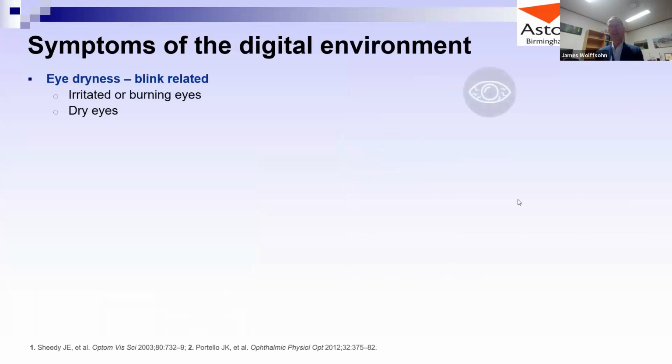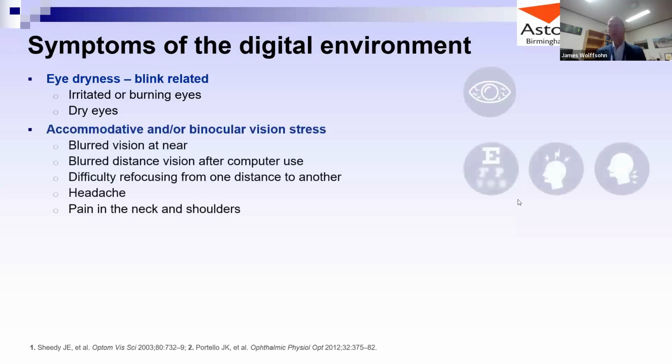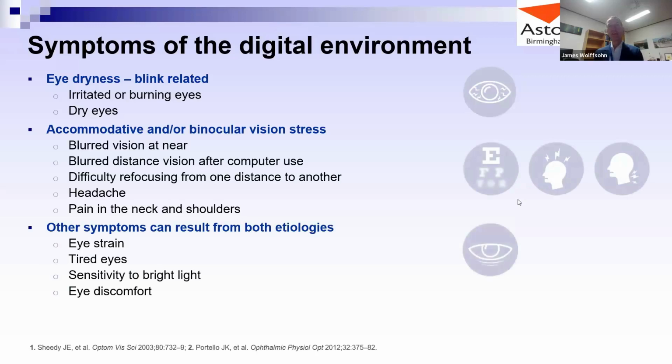So what sort of symptoms do we typically see? Well, eye dryness, more likely to be blink related, because the blink rate will decrease when people are on these intense tasks, but also, and probably more importantly, we get partial blinking. Also, we can have aspects of accommodative and binocular vision stress. Generally, these screens are relatively close to an individual, so they can report things like blurred vision at near, blurred vision at distance after computer use, difficulty refocusing, and pain in neck and shoulders, and other symptoms that can result from both of those etiologies.